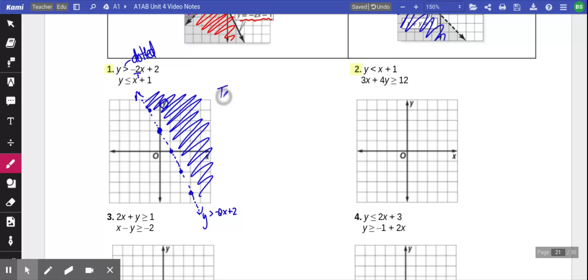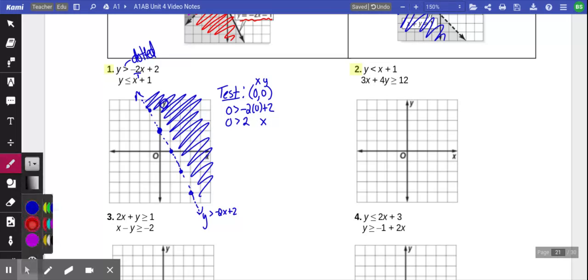But you could absolutely also test a point. And we said the easiest point to test was 0, 0. Those are x and y values. If we plug those in for x and y, we could say, is 0 greater than negative 2 times 0 plus 2? Negative 2 times 0 is just 0. So is 0 greater than 2? The answer is no. So 0, 0 is not the point. The origin is not a point in our shaded region, so we should shade the other way.